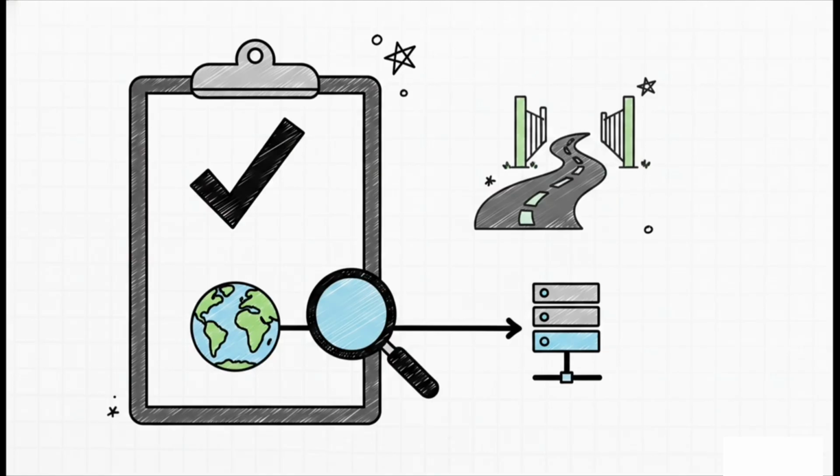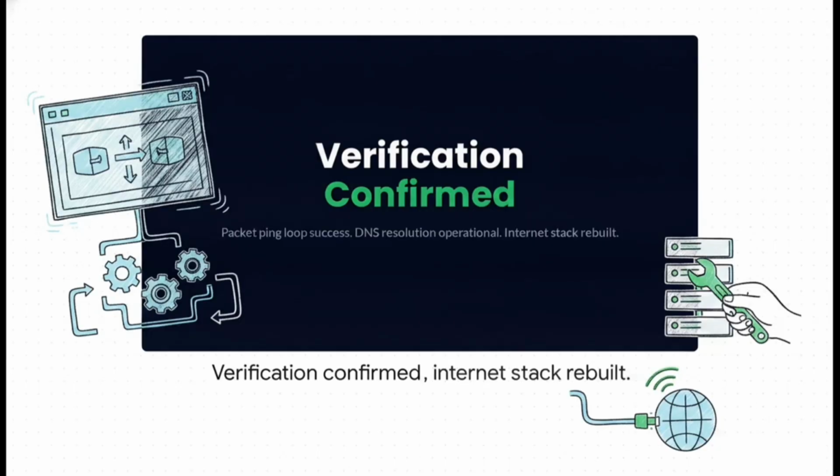First, you run ping 8.8.8.8. If the packets return, you have mathematically proven that Layer 3 routing is functional. The gateway is open. Second, you run ping google.com. If this works, you have proven that the DNS translation layer is successfully mapping domain names to IP addresses. Seeing both of those ping commands return successful packets is the ultimate validation. Your internet stack is completely rebuilt.